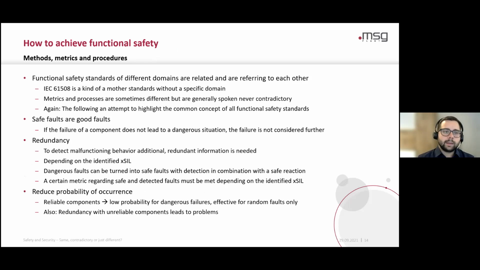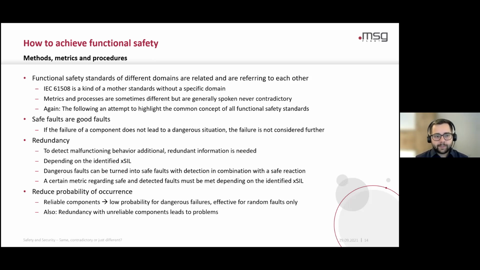So, what are now the methods, metrics, and procedures in order to achieve functional safety? At the beginning, as I said, the concept was evolving, and during the mid 90s, the IEC 61508 was created. It is kind of a mother standard, without a specific domain, really just focusing on how to achieve an acceptable level of safety for hardware and software systems. How to identify the hazards is not fully described there, as it already is in other standards, but the classification is described. So the IEC 61508 also established the SIL concept, the safety integrity level concept.